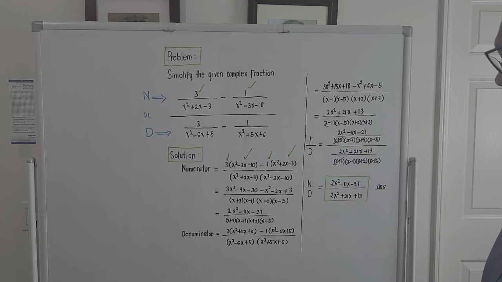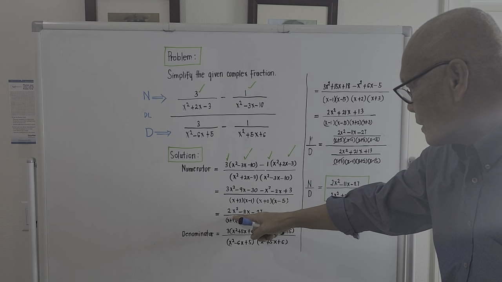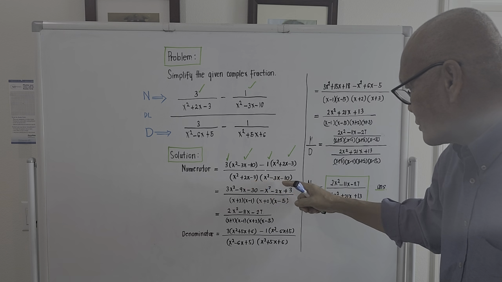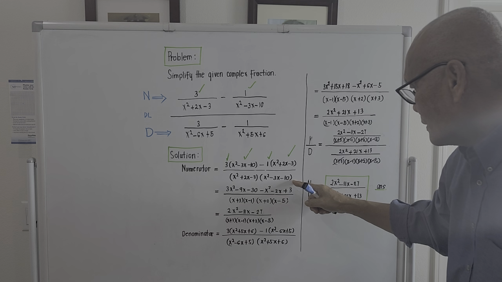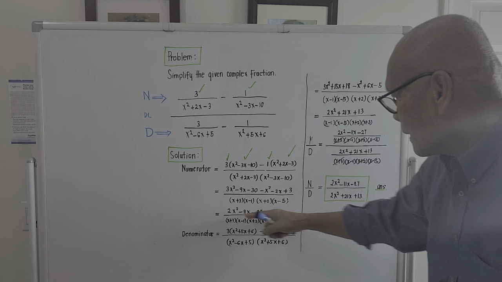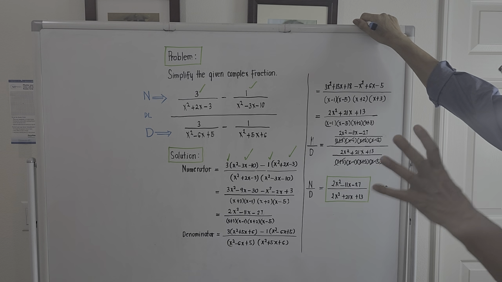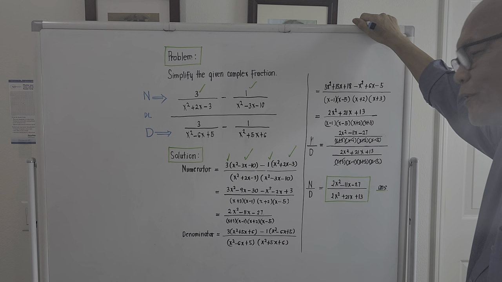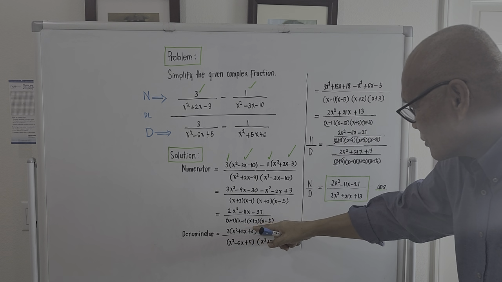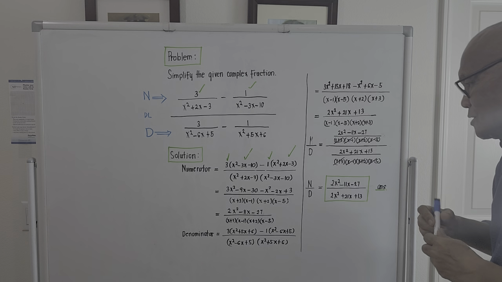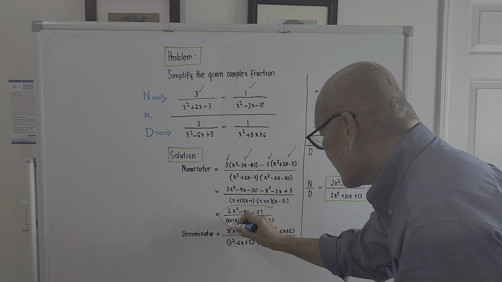Combining similar terms on the numerator, 3x squared minus x squared will be 2x squared, minus 9x minus 2x will be negative 11x, and minus 30 plus 3 will be negative 27. All over the factored form equivalent of the denominator, which contains 4 binomials. The product of x plus 3, x minus 1, x plus 2 times x minus 5. So the simplest equivalent of the numerator is this one.